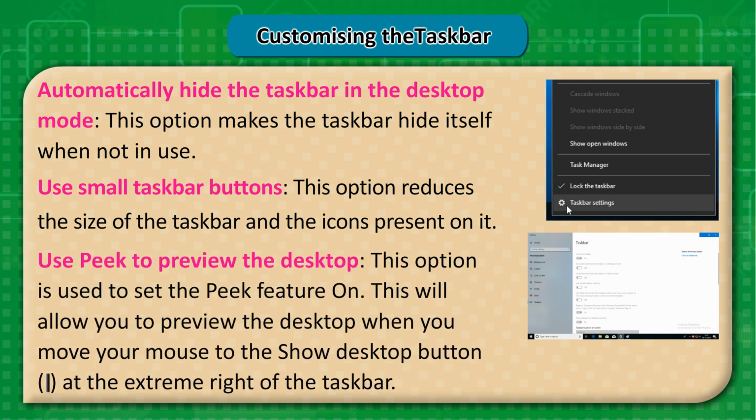Use peek to preview the desktop. This option is used to set the peek feature on. This will allow you to preview the desktop when you move your mouse to the Show Desktop button at the extreme right of the taskbar.